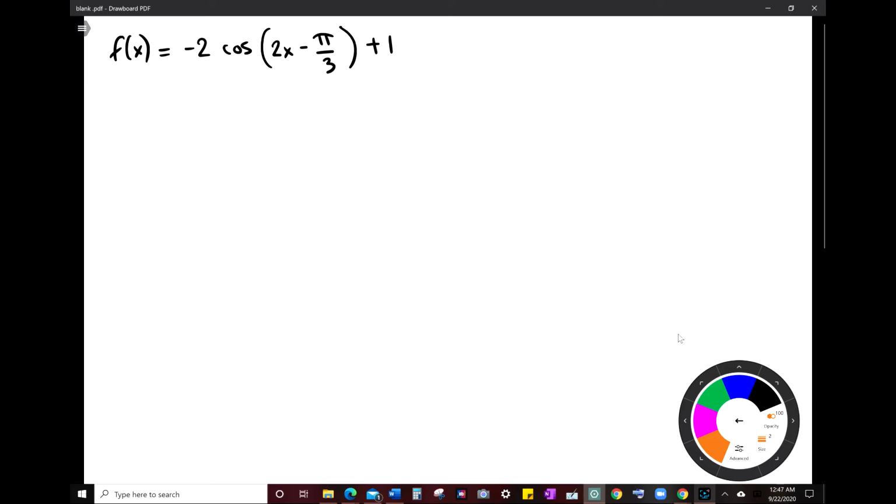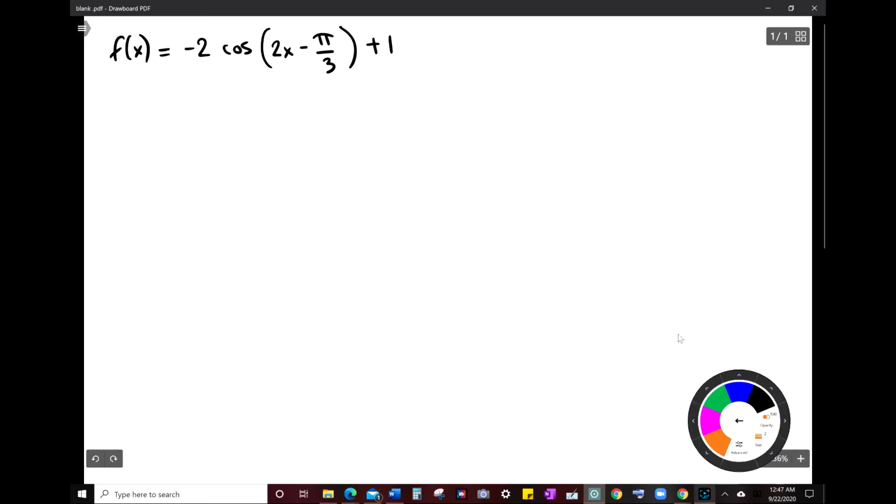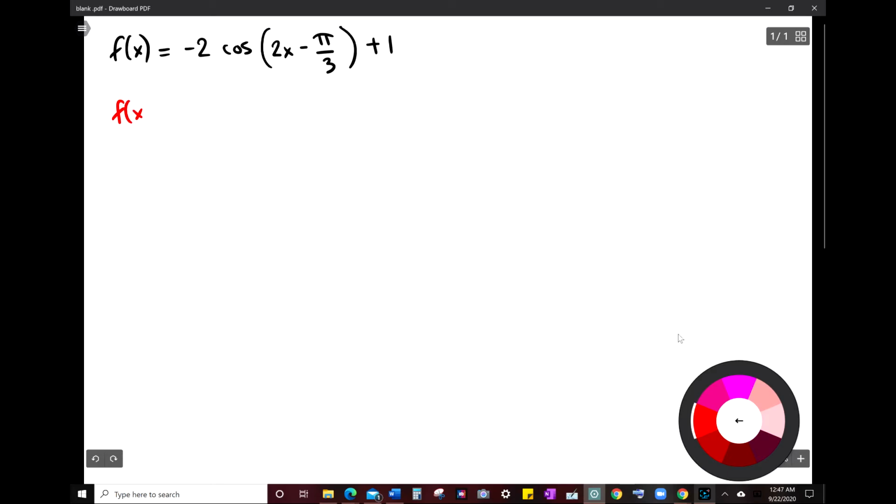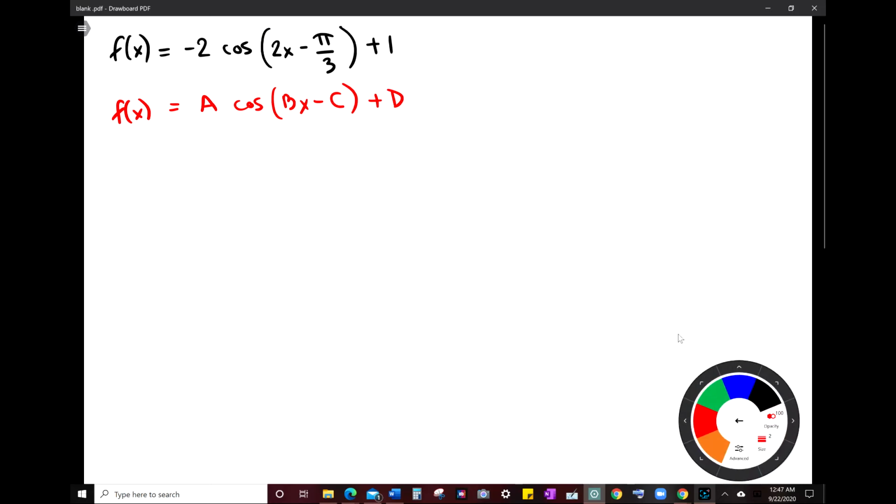How to graph a cosine function with phase shift. So first, we will rewrite the formula that we know from the parent graph, which is f of x equals a cosine bx minus c plus d. If you still remember the meaning of each variable, a is for amplitude, b we need to find period, c we need to find phase shift, and d is the midline.